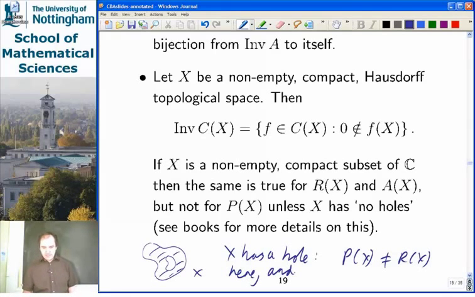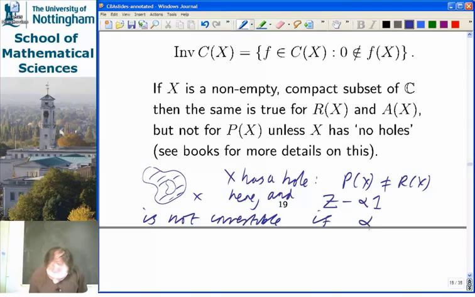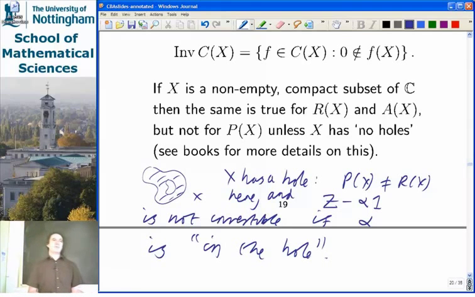And if you take z minus a point in the hole, you get something which is not invertible. So z minus alpha times 1 is not invertible if alpha is in the hole. This is not obvious stuff. There's more advanced theory that covers that, but that's something that might be interesting to know.